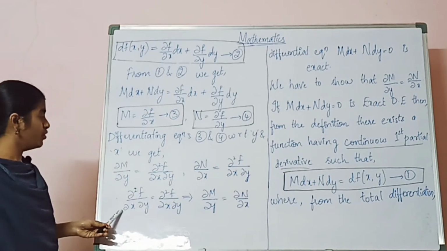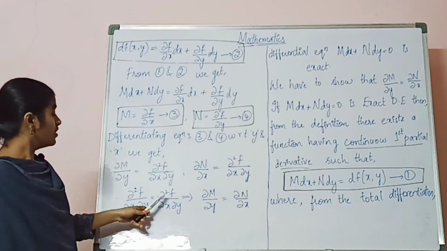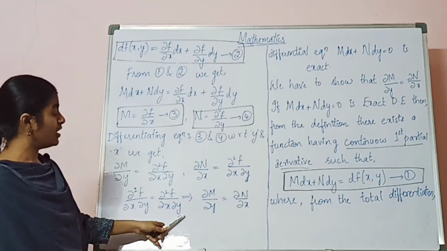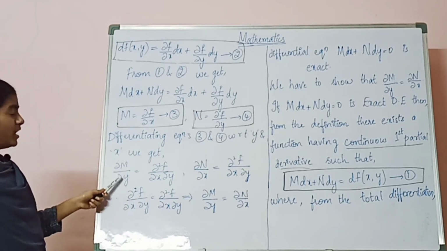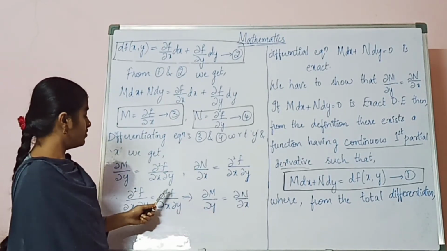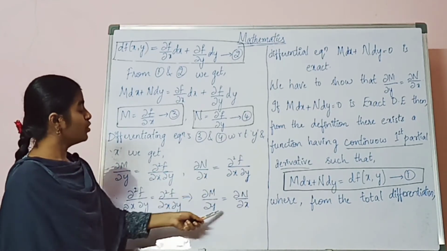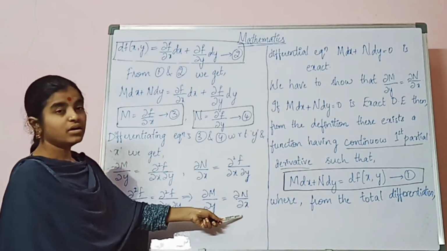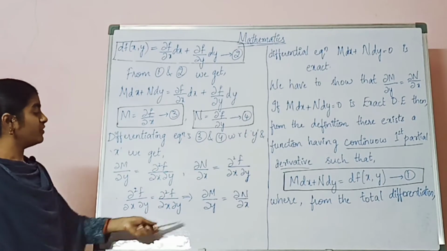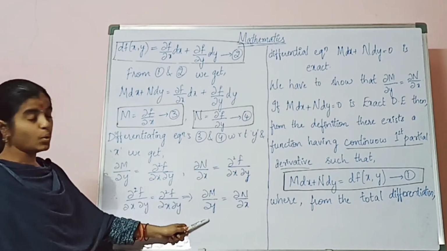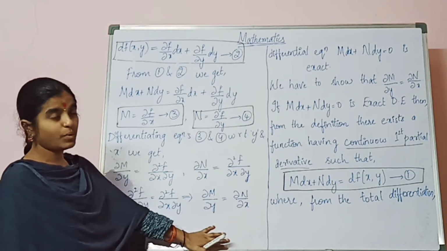Therefore ∂²f/∂x∂y equals ∂²f/∂x∂y. That implies both are equal, so ∂M/∂y equals ∂N/∂x. So this is the necessary condition we had to prove. These both should be equal. What we had to prove here: ∂M/∂y equals ∂N/∂x. This is the necessary condition that we have proved here.